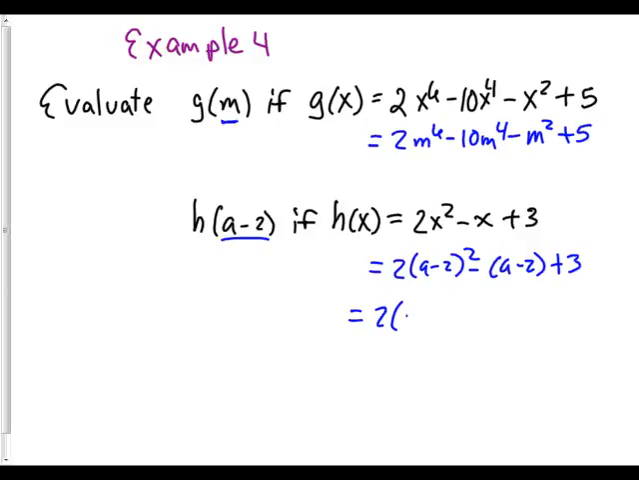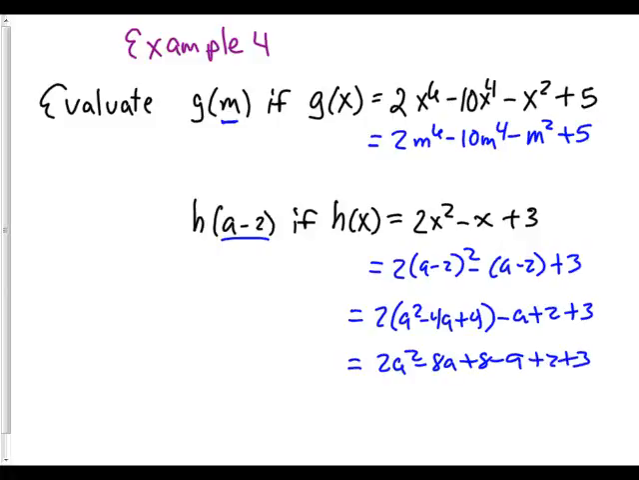So that would be 2 times (a squared minus 4a plus 4) minus a plus 2 plus 3. Because notice I changed the sign on the second binomial, the minus (a minus 2). Now it's minus a plus 2. Now we have to simplify again, so we're going to distribute: 2a squared minus 8a plus 8 minus a plus 2 plus 3.